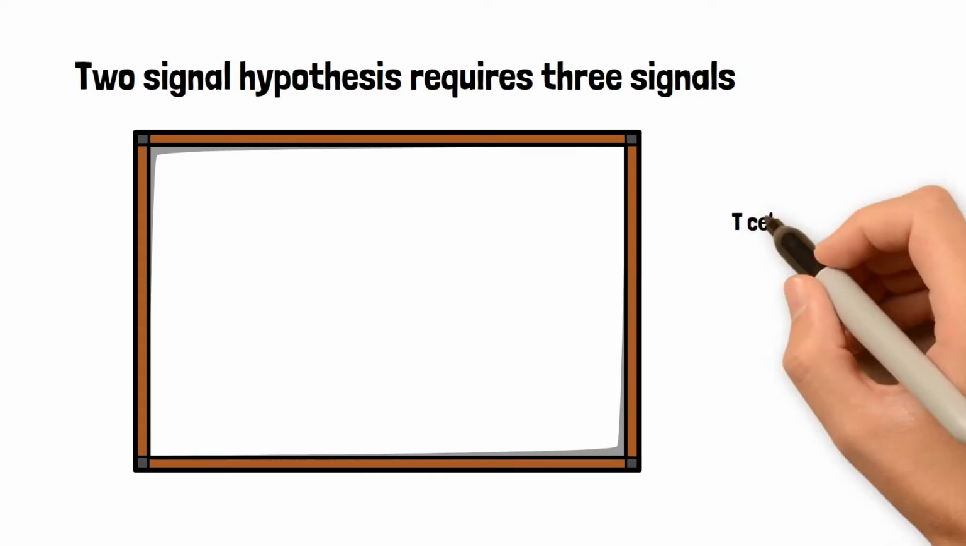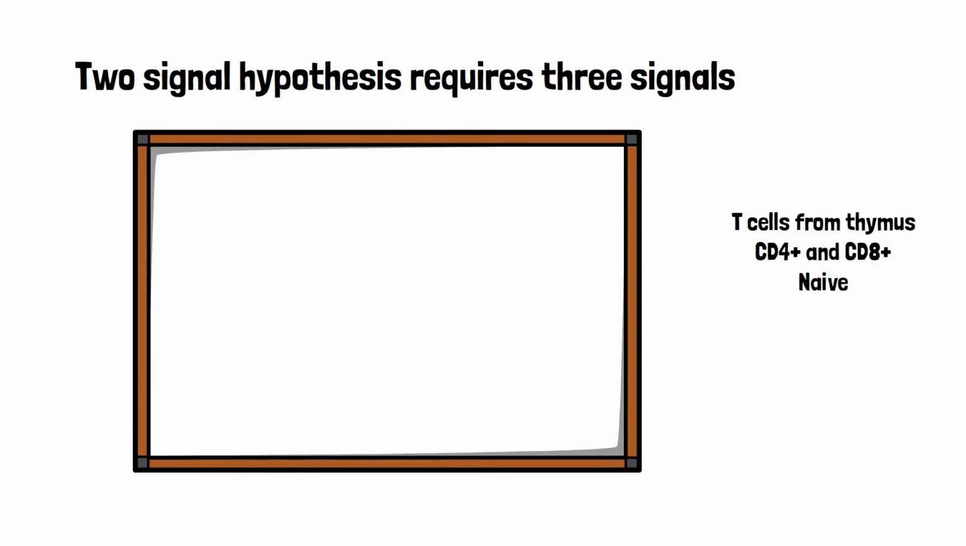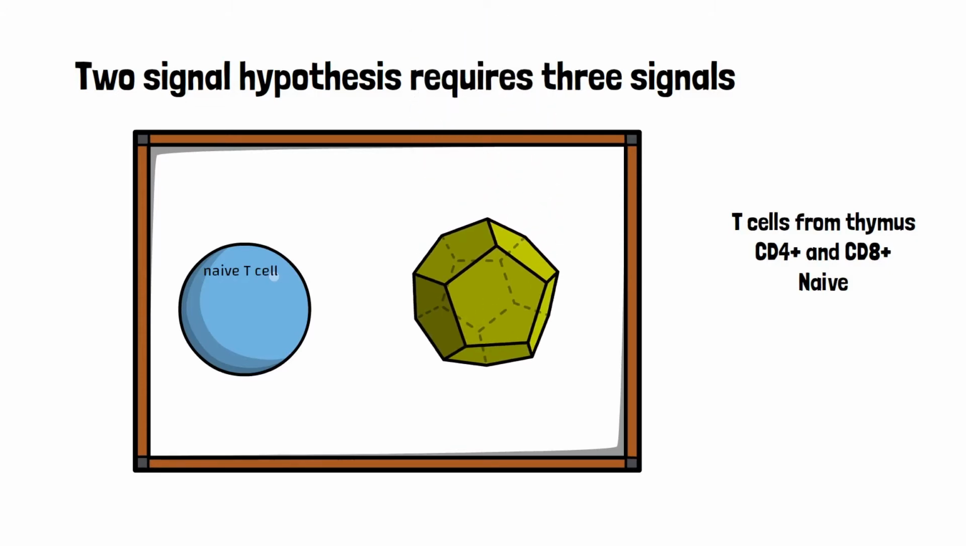Remember, there are two types of T cells that emerge from the thymus, the CD4+ and the CD8+ cell. These cells are called naive because they have not yet met an antigen. They circulate through the vascular and lymphatic system looking for a matching antigen. Then they become activated.